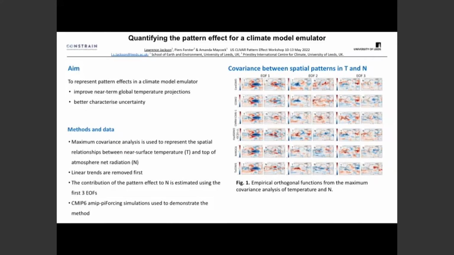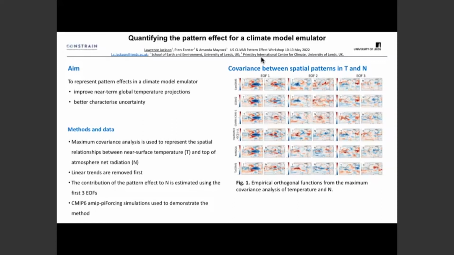The approach we've adopted splits the relationship between near surface temperature and top of atmosphere radiation into two parts. The first part fits a linear relationship between local top of atmosphere radiation and global mean temperature. The second part then takes the residual variation in the top of atmosphere radiation and uses maximum covariance analysis to derive relationships between the spatial patterns in the top of atmosphere radiation and spatial patterns in near surface temperature. And these relationships are expressed in terms of EOFs and associated principal component time series. You can see some of the EOFs illustrated in figure 1 on the slide.